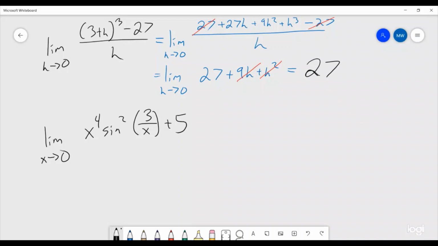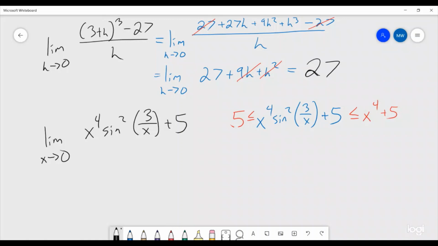Okay, this last one, if you weren't able to figure this out, this one is going to be a squeeze theorem. So we are going to have to find functions that are both bigger and smaller than this. So a function that is always bigger, so we got x to the 4th sine squared of 3 over x plus 5. So sine squared is always between 0 and 1. So a function that's always bigger is going to be x to the 4th times 1 plus 5, because x to the 4th is always positive. And a function that's always smaller, sine squared is never smaller than 0, so a smaller bound is going to be x to the 4th times 0, so that's just 5. So those are going to be the things that are between it.